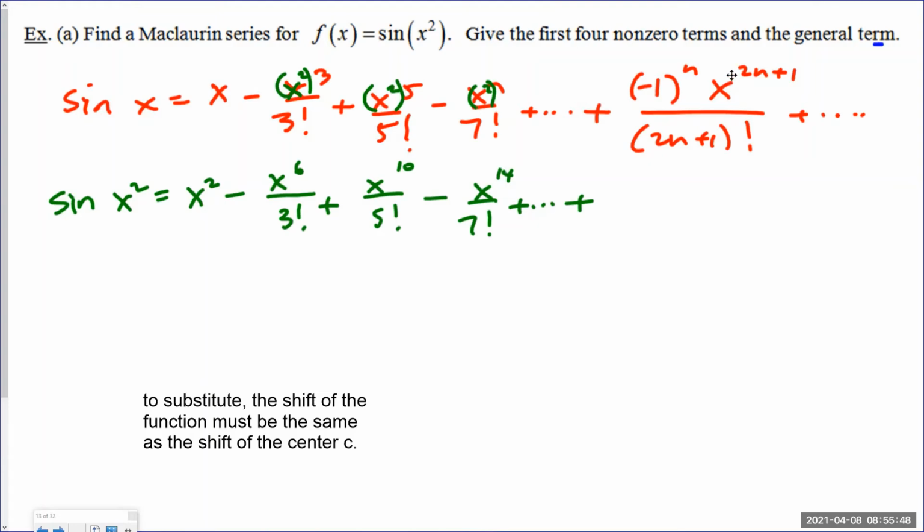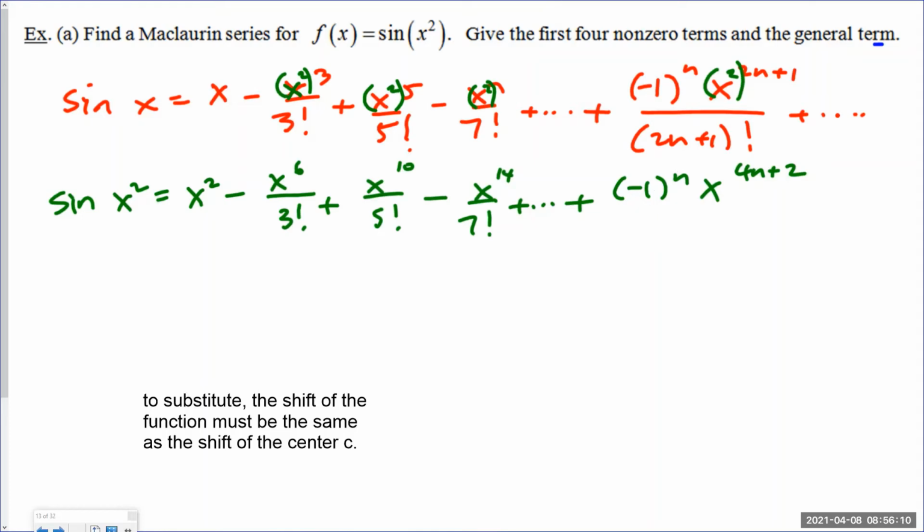So what happened here was this quantity x became x squared. Do you agree with that? So this became -1 to the n. Nothing happened with the alternating sign. Do you agree with that? I didn't change the alternating sign, so this is still -1 to the n. This now becomes x raised to the 4n plus 2. Do you guys see where I'm getting that?